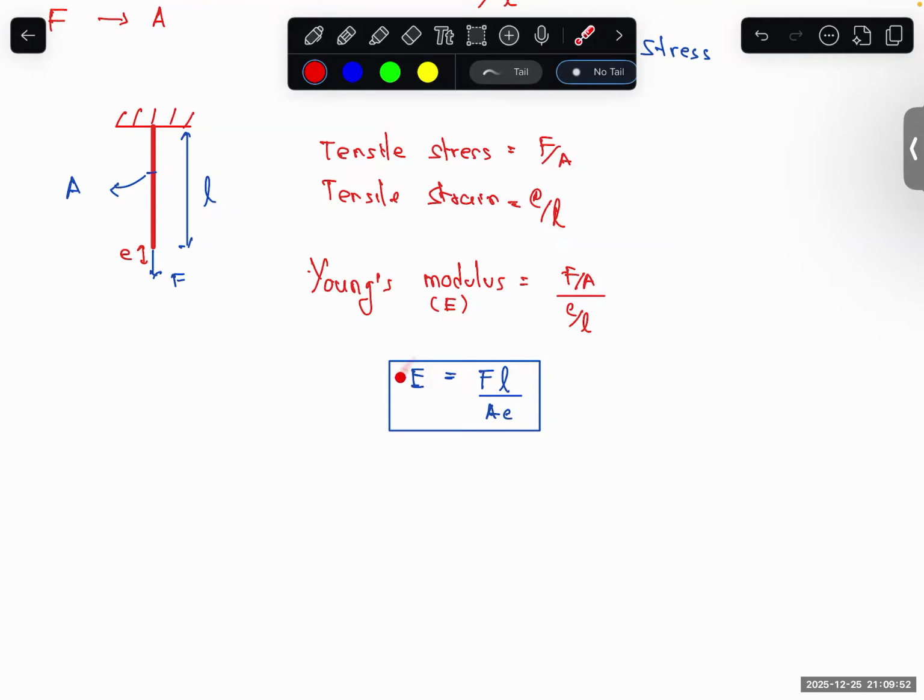So here, this ratio is actually unique for a substance. It is unique for a substance. This ratio is unique for the substance.